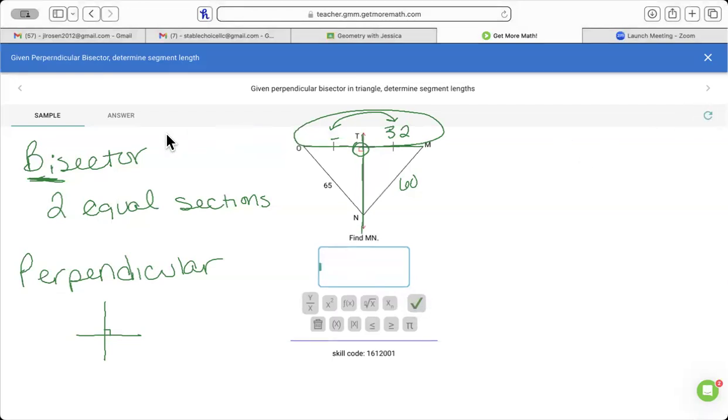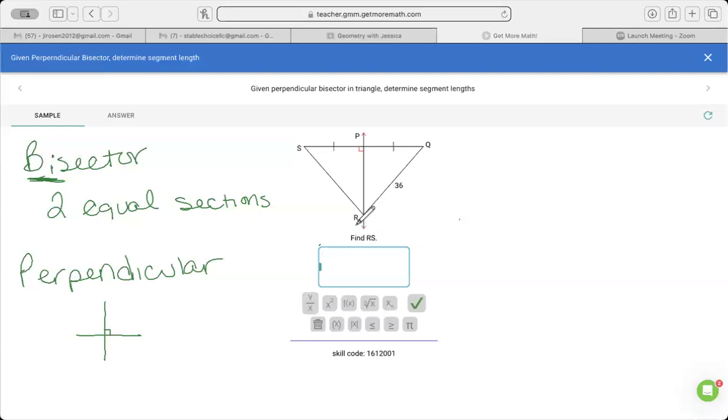Okay, let's see the next one. So the questions are always going to vary just a little bit on these kind of things, so make sure you read carefully. So this one, it says find MN. So that means this section right here. So again, we have our triangle, we have a perpendicular bisector, and then if this side is 65, then MN has to be 65. So just knowing the definition and what a perpendicular bisector tells us mathematically is going to help us be able to answer these questions.